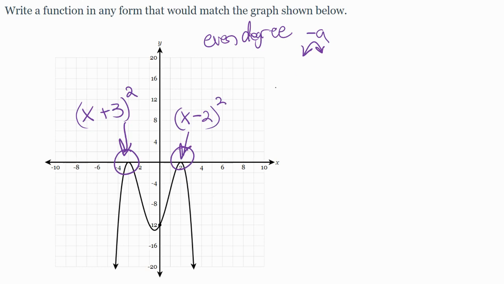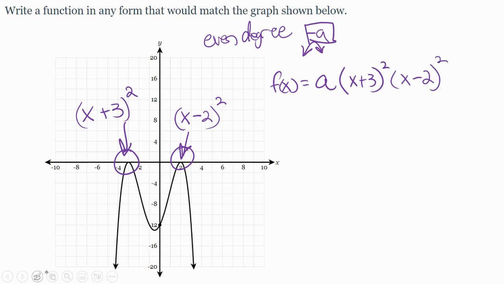So our job is to say f of x is equal to this function that I'm not sure about the a value. Don't put -8, just put a, and then we know the result's going to be negative when I get there. And then we have x plus 3 squared times x minus 2 squared. And so what I do now is use a coordinate, pretty easily identified right here at the y-intercept, as (0, -12) to find the a value.